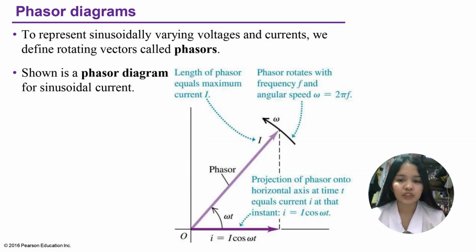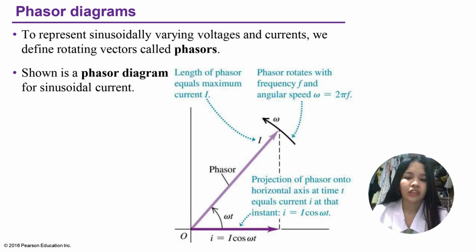Analyzing AC circuits directly using sinusoidal functions can be mathematically cumbersome. To simplify this process, we introduce the concept of phasors. Phasors are rotating vectors that represent sinusoidally varying voltages and currents. The length of the phasor corresponds to the amplitude of the sinusoidal quantity, and the angle of the phasor with respect to the horizontal axis represents the phase angle. Here, the phasor rotates counterclockwise with an angular speed equal to the angular frequency of the AC source. By using phasors, we can transform differential equations into algebraic equations, greatly simplifying AC circuit analysis.